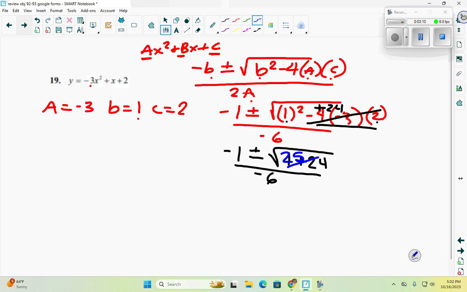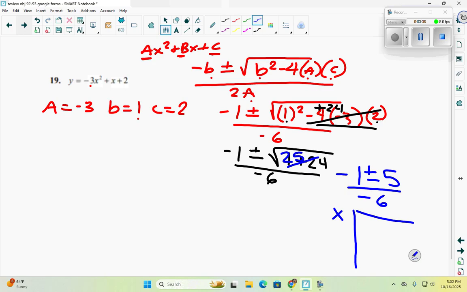And 25 happens to be a perfect square, which is 5, right? Square root of 25 is 5. So this is what I have right now. I have a negative 1 plus or minus, perfect square 25 is 5, over a negative 6. Okay, so we're going to go through and solve it with a plus and solve it with a minus and divide by 6 for each of them to find out what my 2 values of x are.